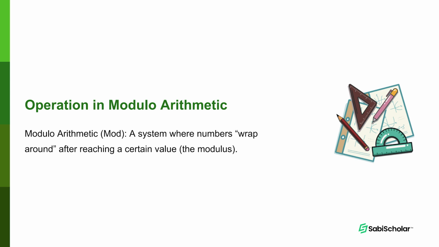Modulo arithmetic is just a system whereby numbers wrap around after reaching a certain value. If you are talking about mod 5, for instance, the numbers go 0, 1, 2, 3, 4, and when they get to 4, they wrap around back to 0, 1, 2, 3, 4. So when the numbers reach a certain value, they wrap around. In such a system, we say we are using modular arithmetic.